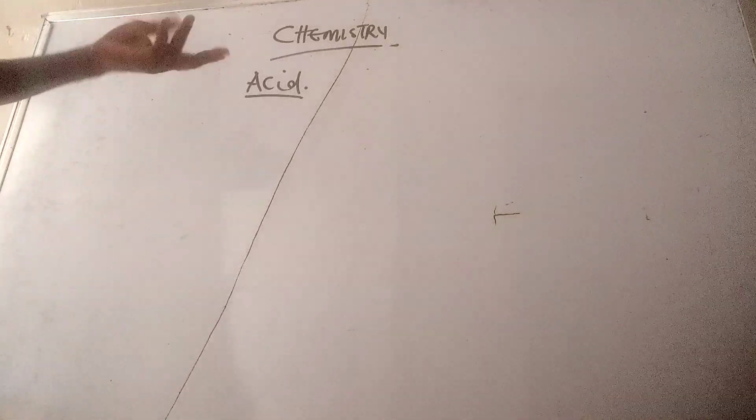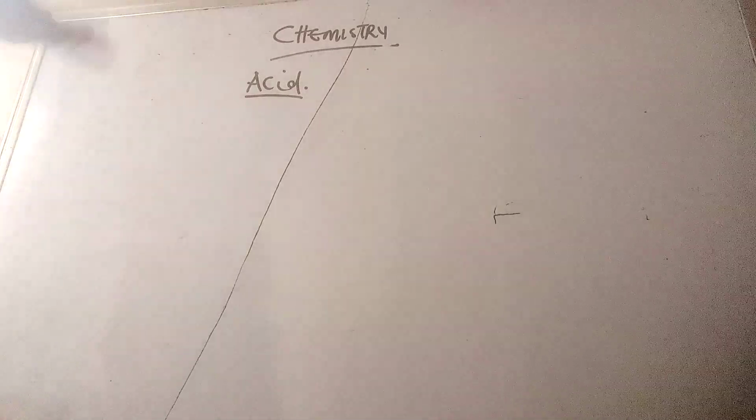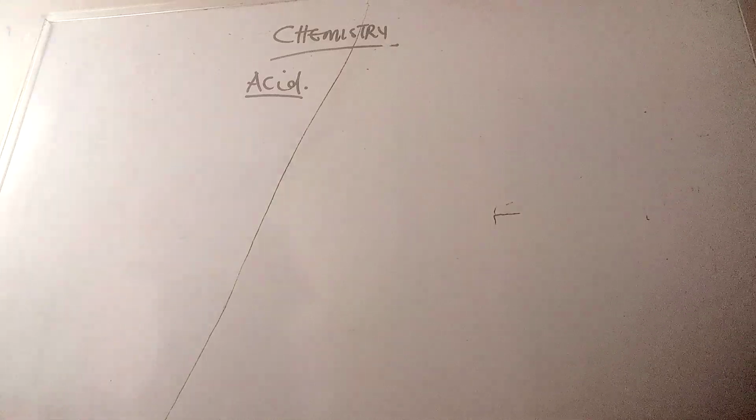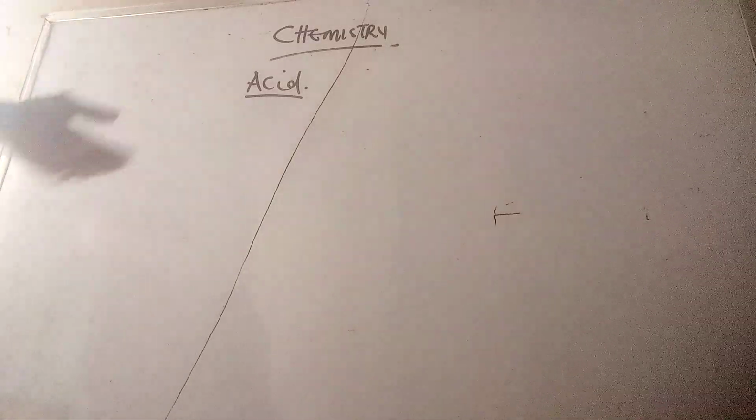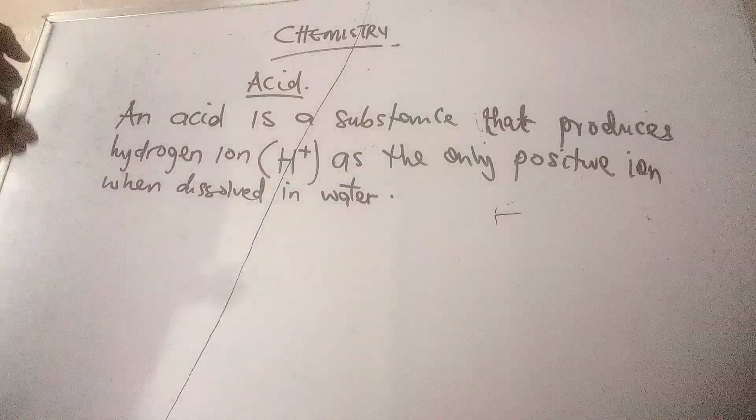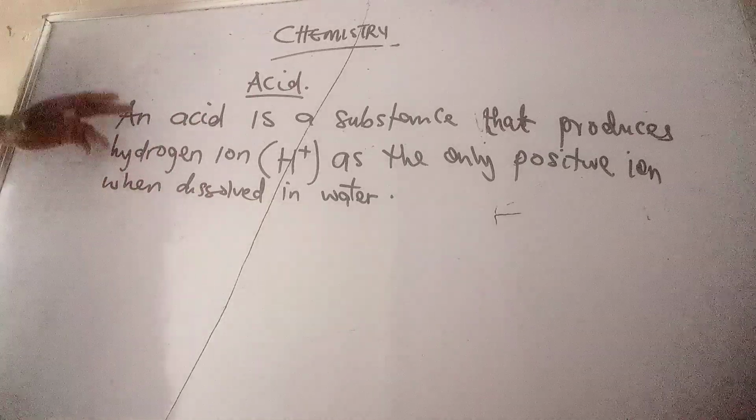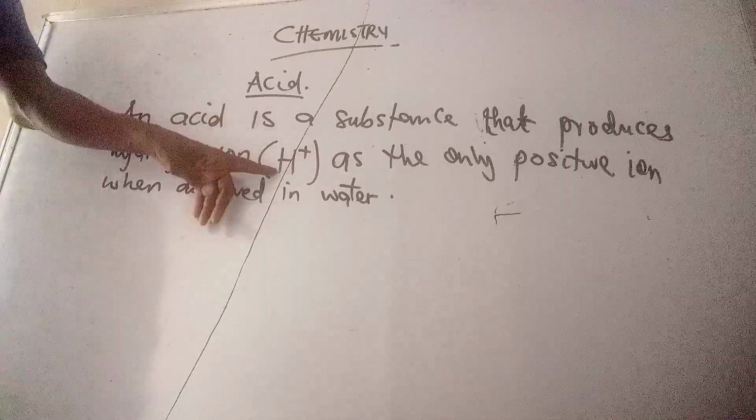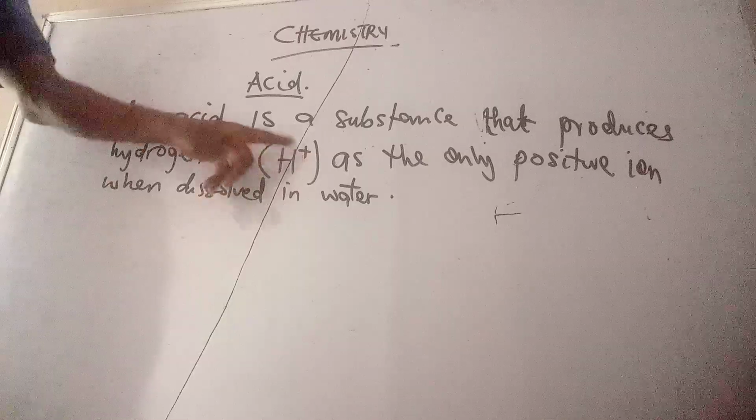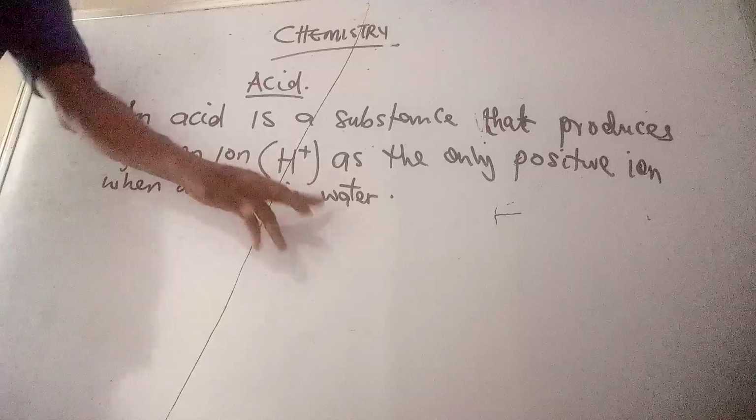Today we want to have a look at chemistry, and the topic we want to treat in chemistry is acid. What is an acid to start with? An acid is a substance that produces hydrogen ion. This is the symbol for hydrogen ion: capital H carrying a positive charge, as the only positive ion when dissolved in water.